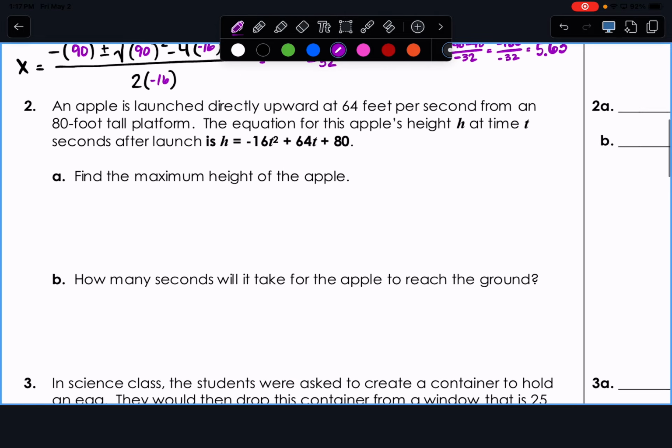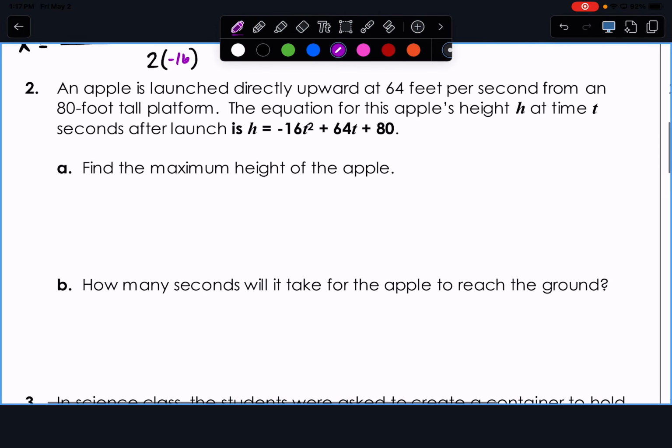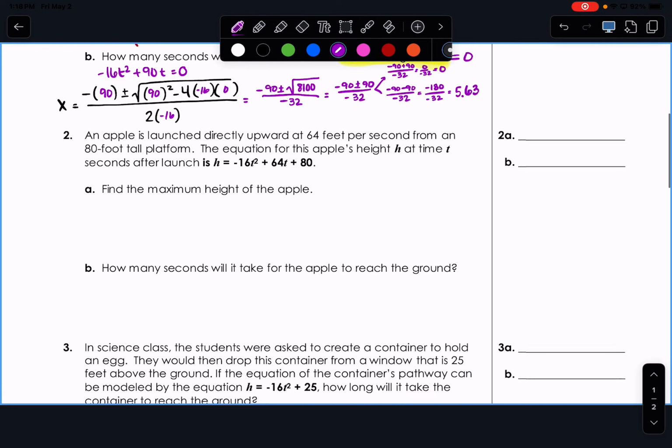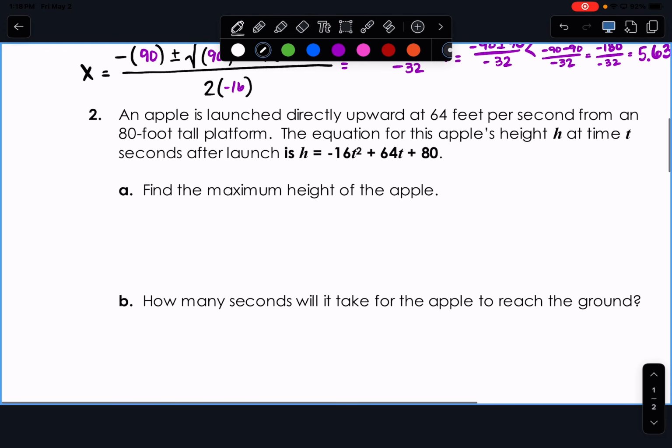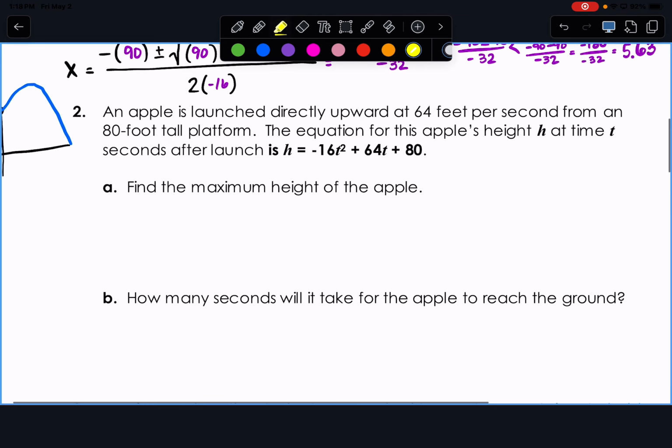All right. Now we're going to look at the second question. The second question is a little bit different. For this one, an apple is launched directly upward at 64 feet per second from an 80-foot tall platform. So this apple is being launched from a platform all the way up here, and then it's getting sent flying. And it says that the equation for this is this equation here.